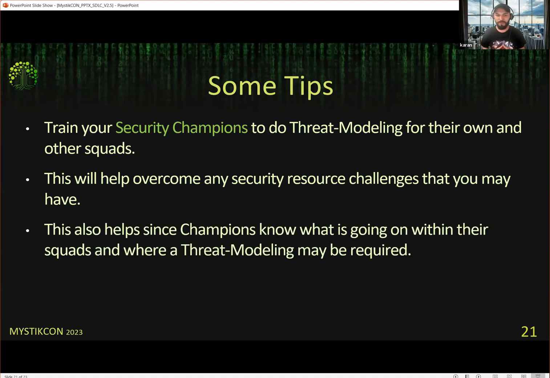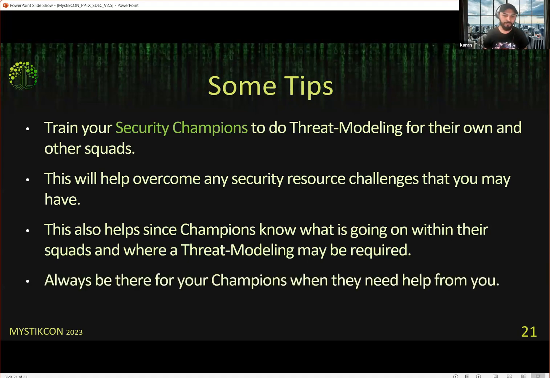Another thing that I quickly want to mention is that security champions who are part of their own teams know what is really going on within their squads. So they can help security teams identify where there may be some help needed to conduct a threat modeling session, or your security champions are proactive and they will help the squad that needs threat modeling. So that's why it is another good opportunity for you to have a security champions initiative and champions trained on threat modeling.